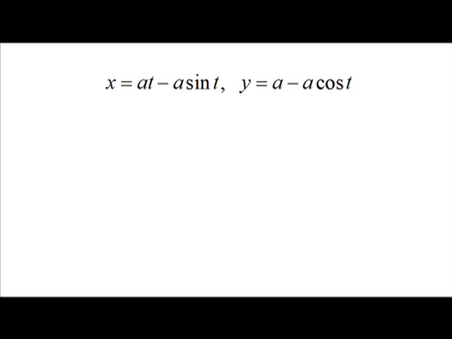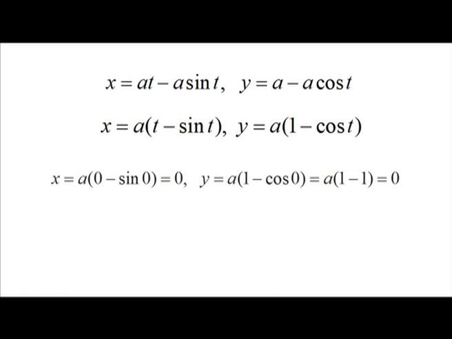These are usually written with the a factored out, and are given by x is equal to a times t minus sin t and y is equal to a times 1 minus cos t. When t is equal to 0, the particle on the rim is at the point with the Cartesian coordinates x is equal to a times 0 minus sin 0, which is equal to 0, and y is equal to a times 1 minus cos 0, which is equal to a into 1 minus 1, which is equal to 0. That is at the origin, the ordered pair 0, 0.